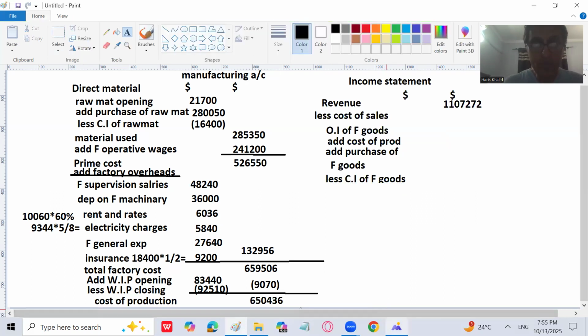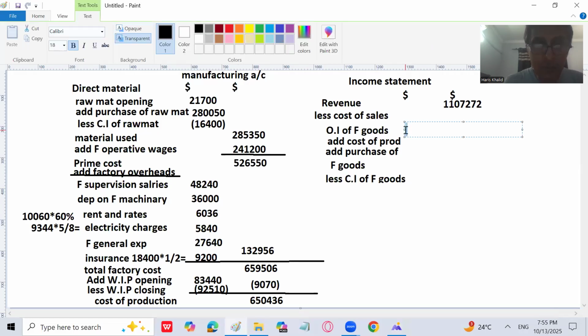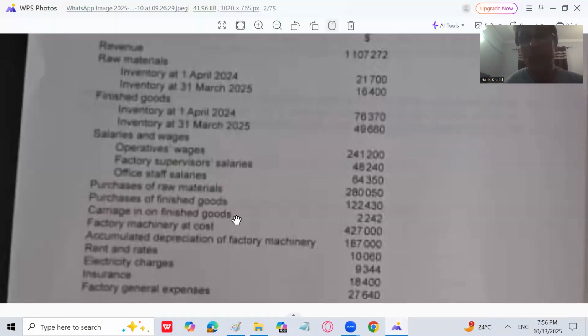Let's see the opening inventory of finished goods given in the question. Here it is given, 76,370. Let me write it down. Opening inventory of finished goods 76,370. Add cost of production, we have calculated 650,436, right? Add purchase of finished goods, we have to see, because we are not only manufacturing and selling some goods, we are purchasing directly from an outside supplier and selling it to the customer. So purchase of finished goods is 122,430.